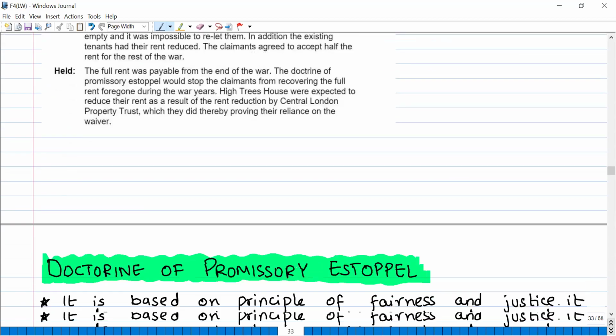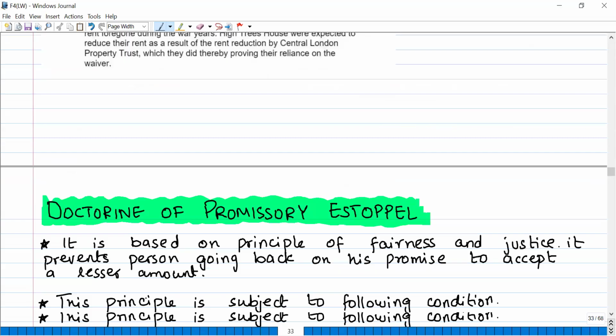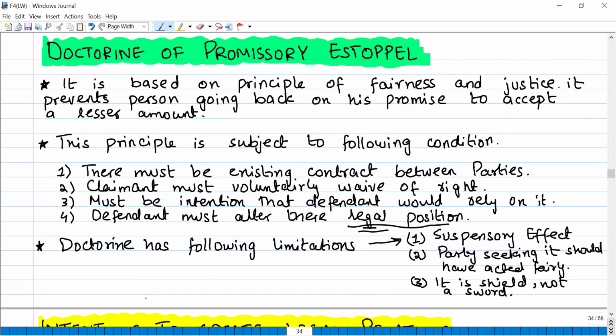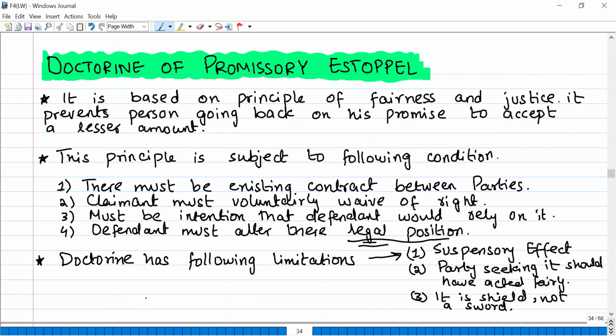Now, there is another concept, the doctrine of promissory estoppel, and this case is regarding that. So first, read this very important concept, the doctrine of promissory estoppel. It is based on the principle of fairness and justice. It prevents a person going back on his promise to accept a lesser amount.